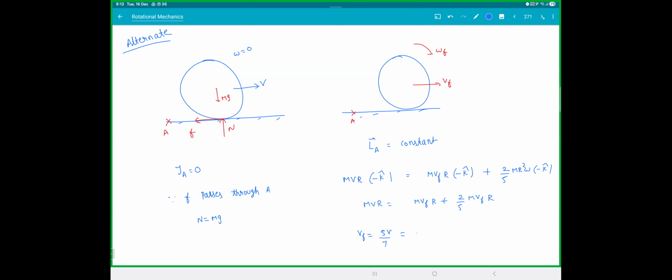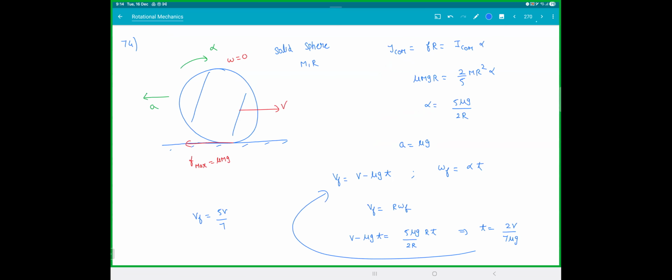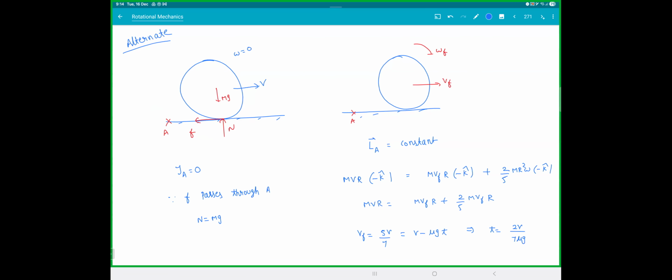You want time, that will be V minus mu G T. You can go reverse, you'll get the time from here. Play with this. But if you just want velocity, angular momentum is the best. You will get it in one step, one conservation of angular momentum, and you're done. Is that clear, everyone? This is the method I would prefer.